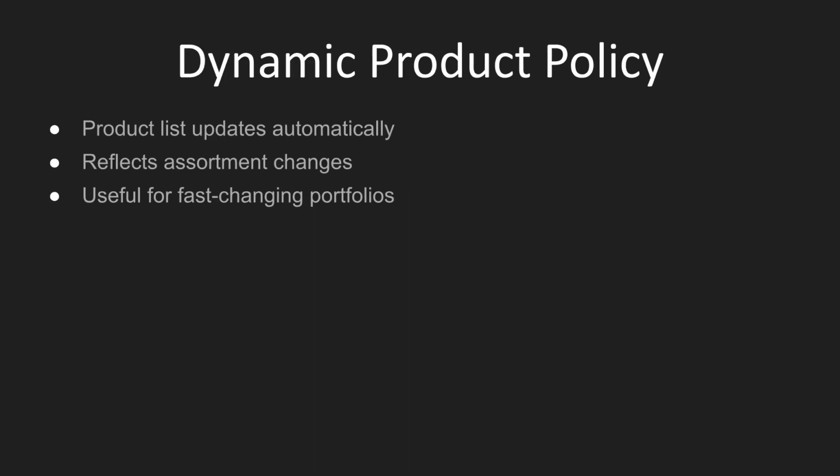Dynamic product policy. In dynamic mode, the promotion automatically updates its product list when assortments change. If a new product is added to the assortment, it may automatically become part of the promotion. This is useful for organizations with frequently changing product portfolios.